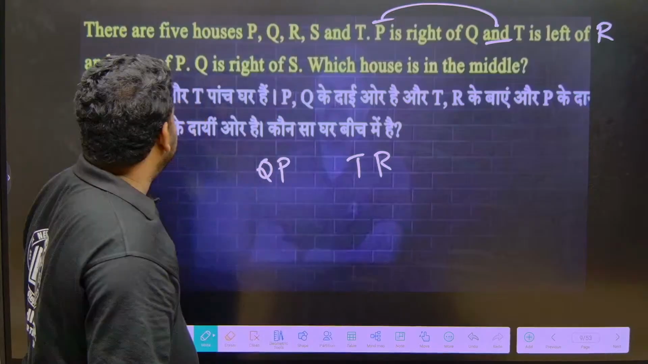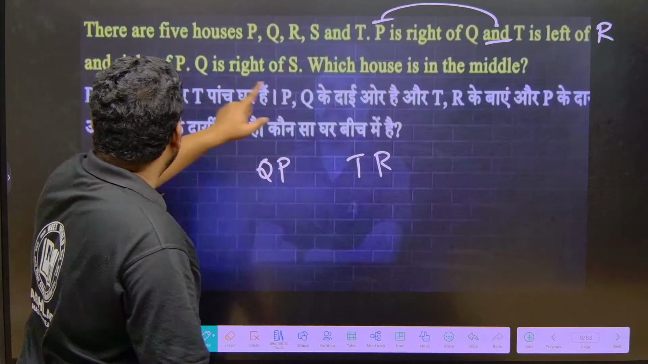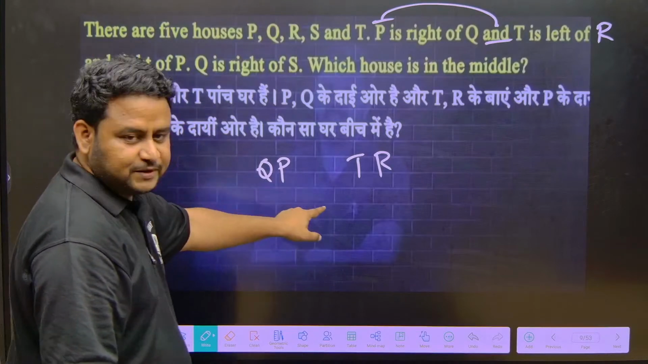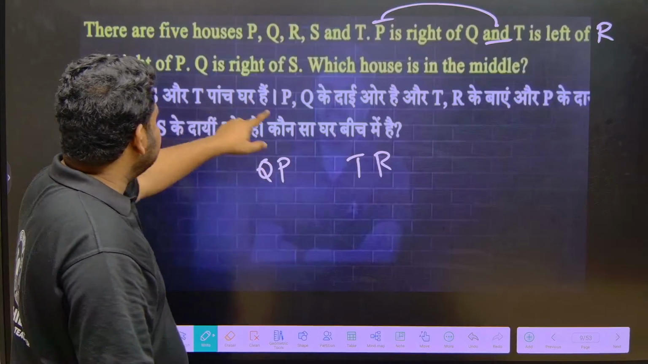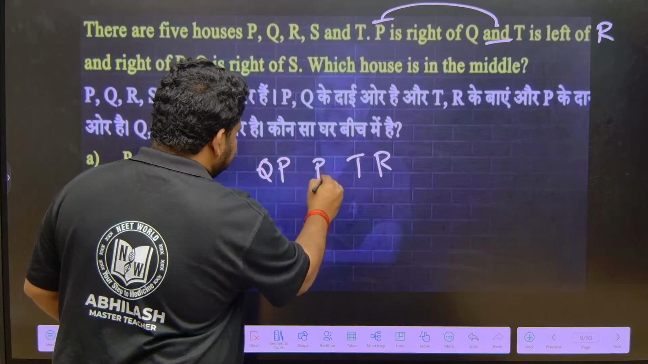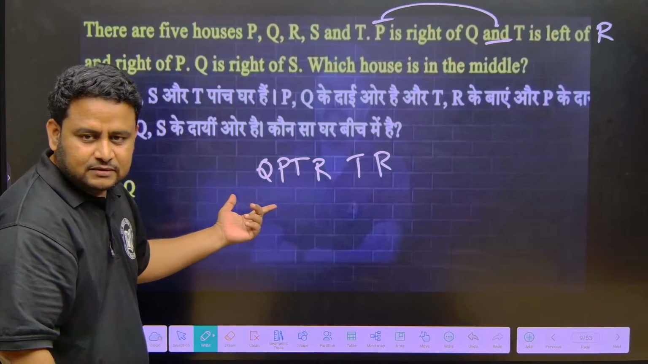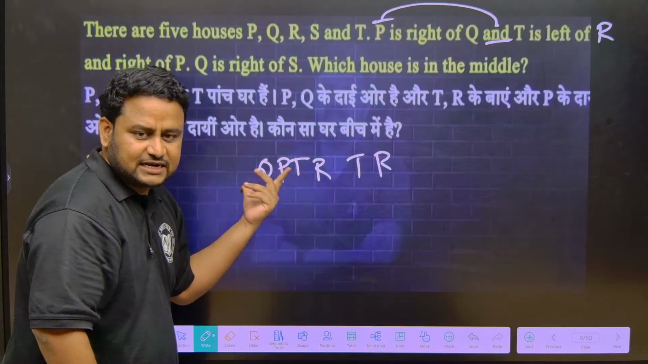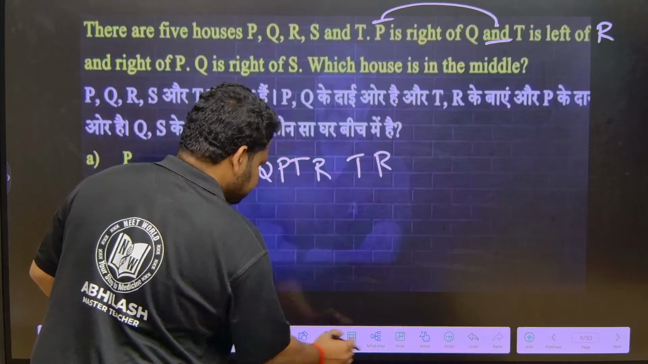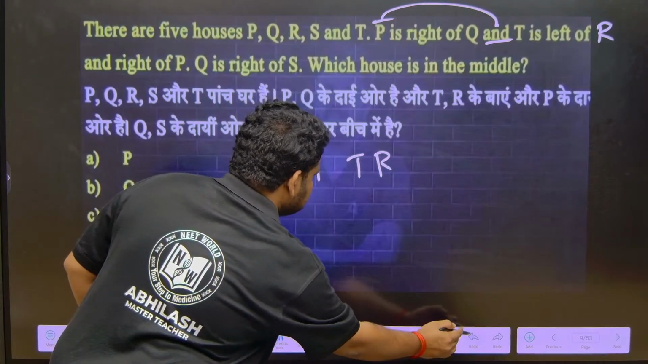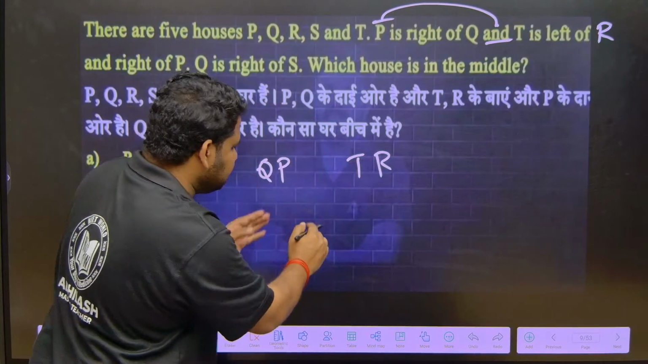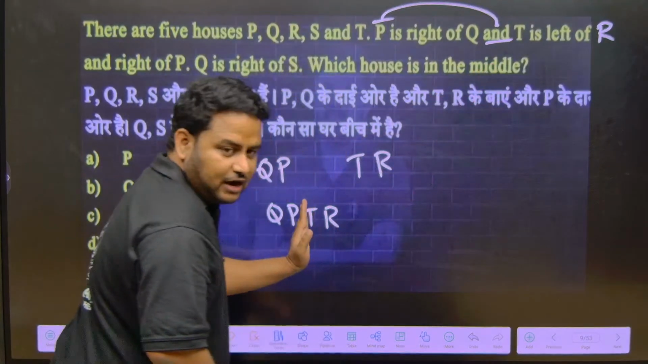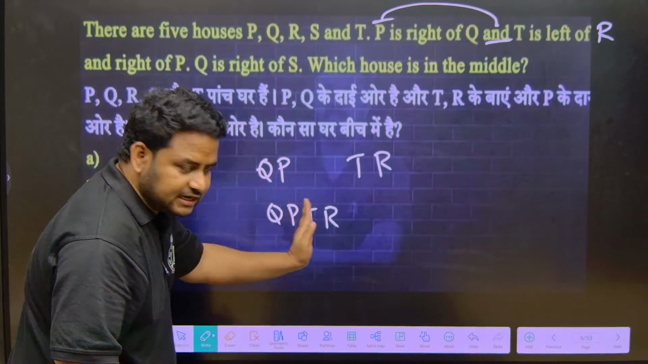Let us write it like this. T is left of R and right of P. It is satisfied. Correct? No. T is left of R, R is here, and right of P. If I combine both of these, what I will get? Q P T R. T is left of R and right of P, and right of P, it is getting satisfied.